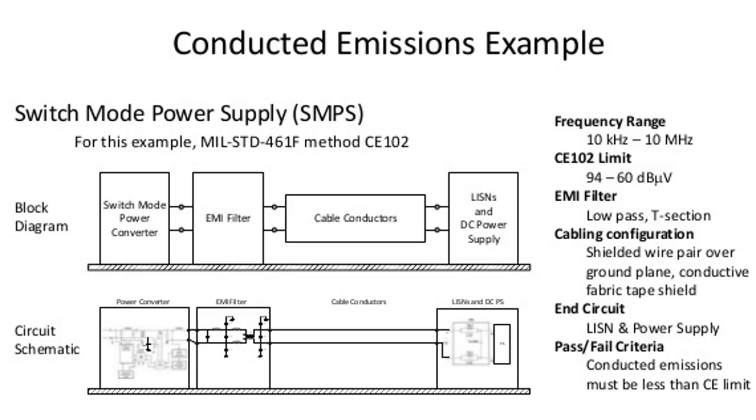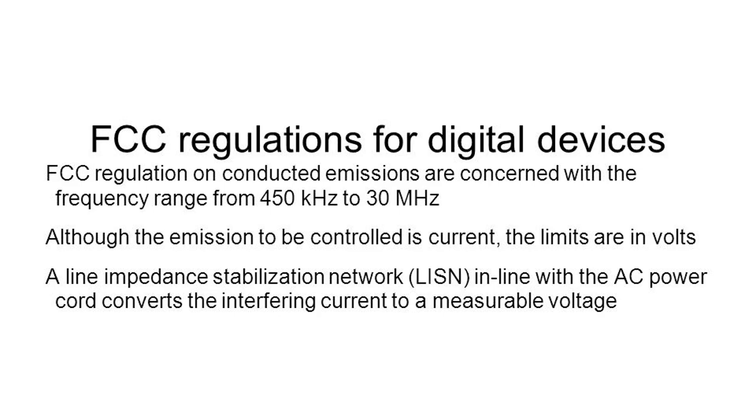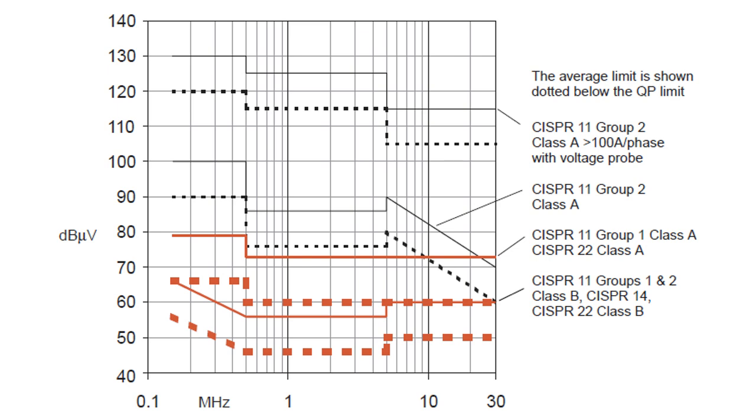As an engineer in the EMC field, it is important to understand the measurement procedures that are used to measure conducted emissions. Conducted emissions are regulated by the FCC over the frequency range 450 kHz to 30 MHz, and the CISPR 22 conducted emissions limits extend from 150 kHz to 30 MHz.